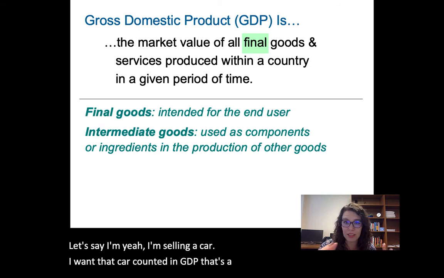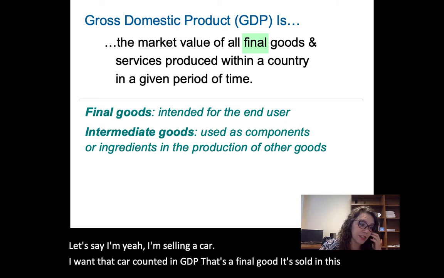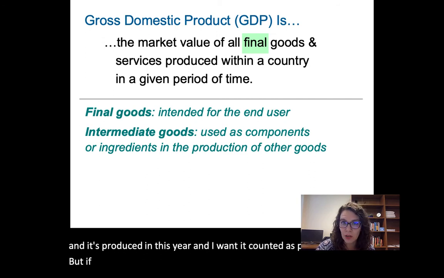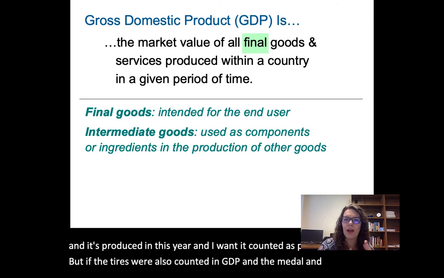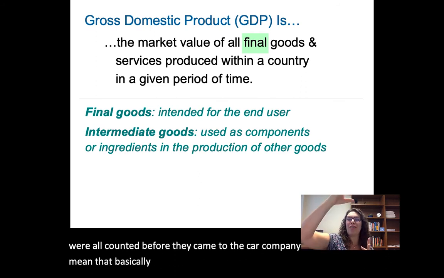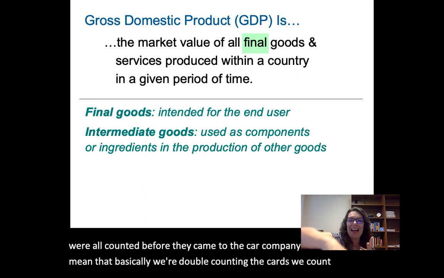It's sold in this year and it's produced in this year, and I want it counted as part of GDP. But if the tires were also counted in GDP and the metal and the fabric were all counted before they came to the car company, that would mean that basically we're double counting the car because we count all the intermediate goods and the final good.